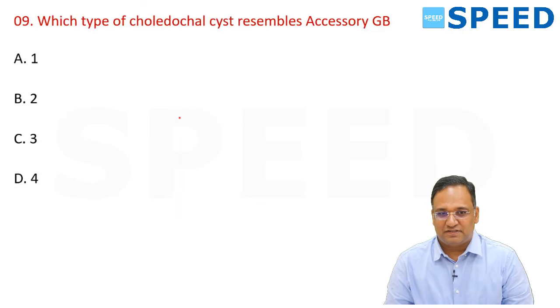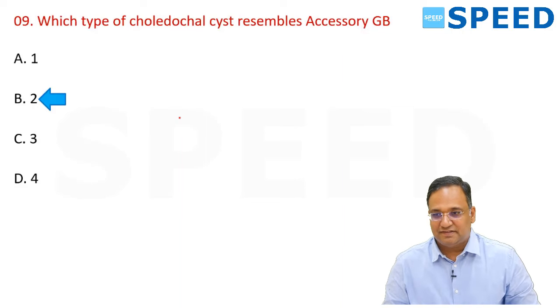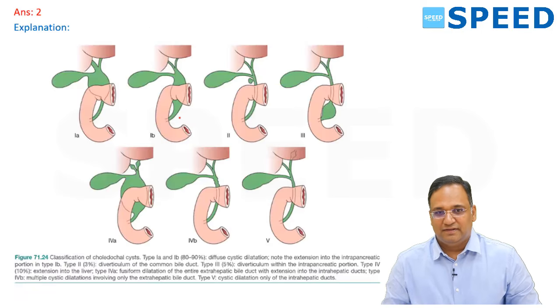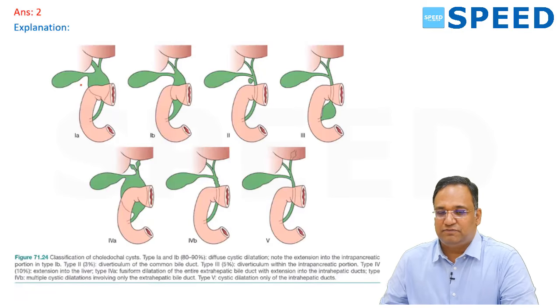Which type of choledochal cyst resembles an accessory GB? The type of choledochal cyst which resembles an accessory gallbladder. The right answer is type 2, answer B. See, type 1 is a fusiform or cystic dilatation of the extrahepatic biliary duct, whereas type 2 is a saccular diverticulum of the extrahepatic biliary tree. That is the reason it looks like an accessory GB. Type 3 is a choledochocele.